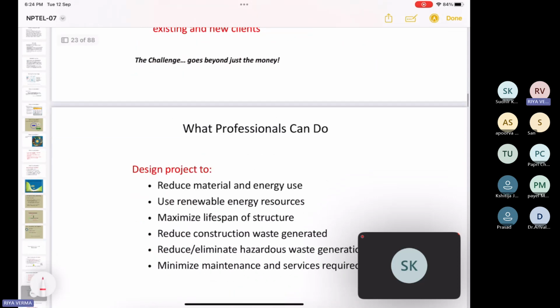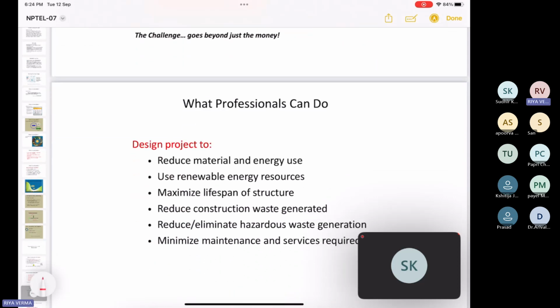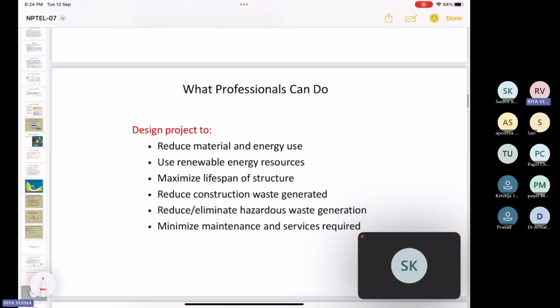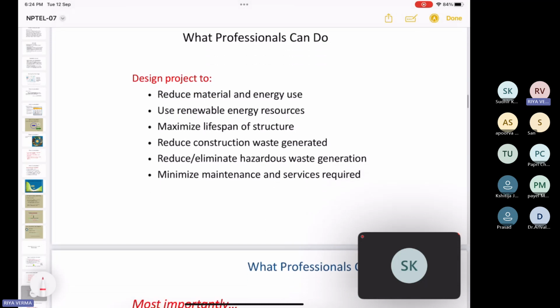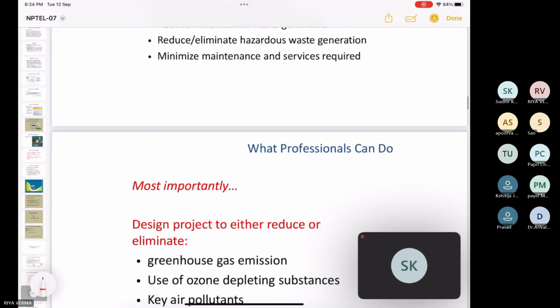So what can be done by the professionals to achieve the sustainable development? First, we should design the project to reduce the material and the energy use, and we should try to use renewable energy resources, then maximize the lifespan of the structure, and reduce construction waste generated, then reduce or eliminate the hazardous waste generation, and then minimize the maintenance and services required.